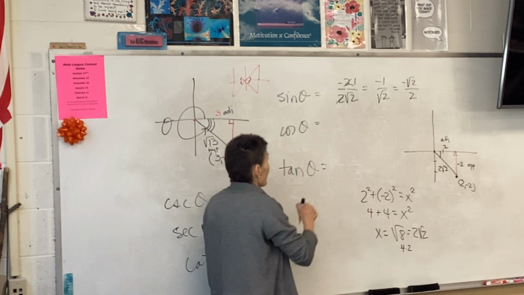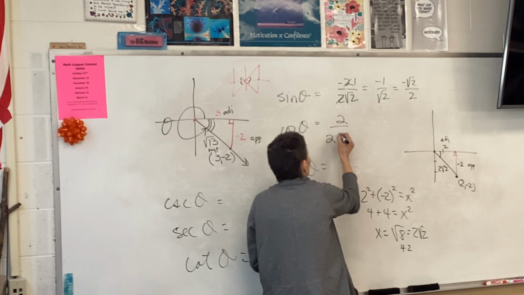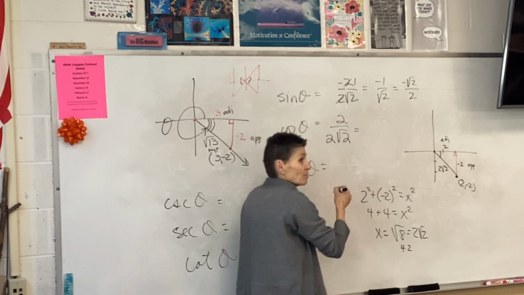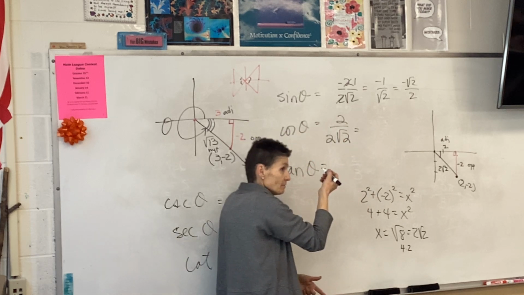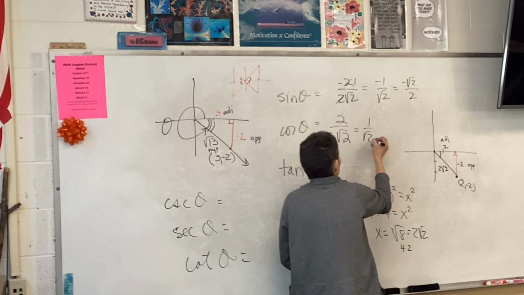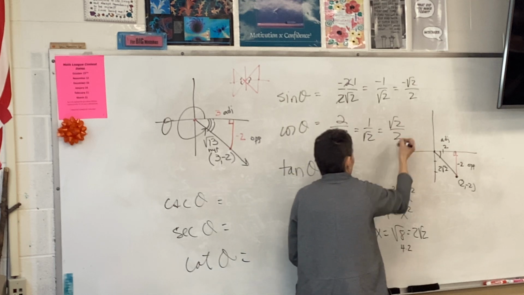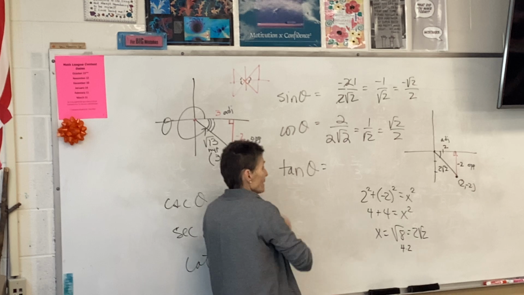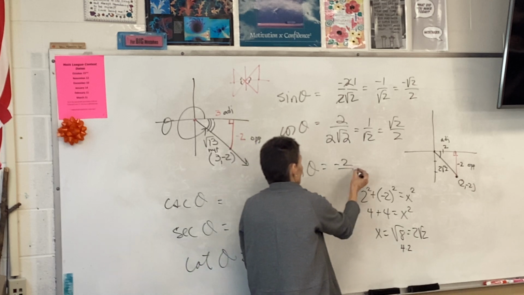All right, what about the cosine? 2 root 2 over 2. It is going to be exactly the same thing, only positive. And what about the tangent? Negative 1.